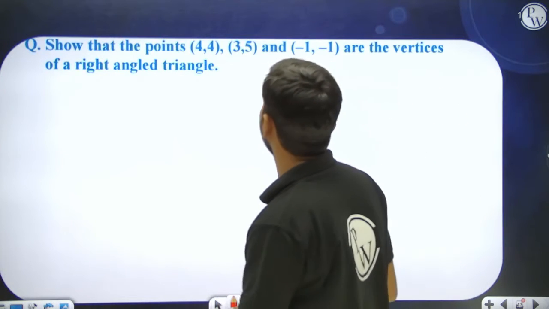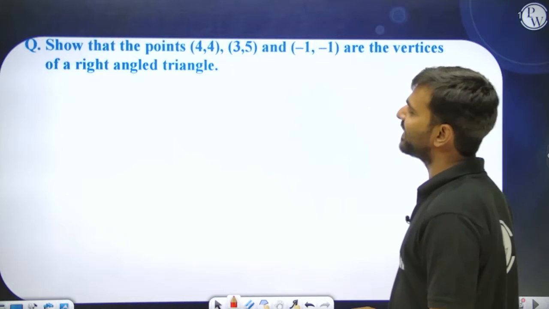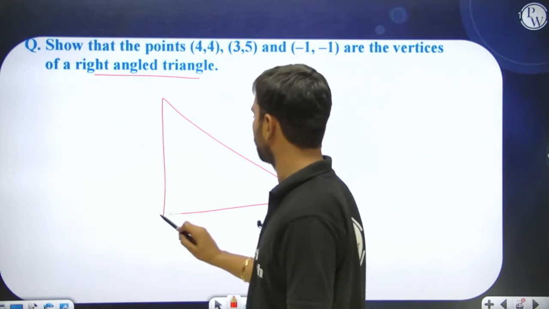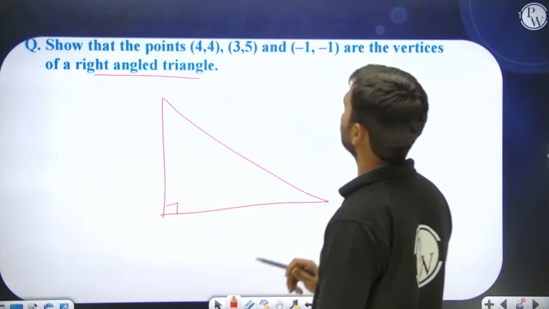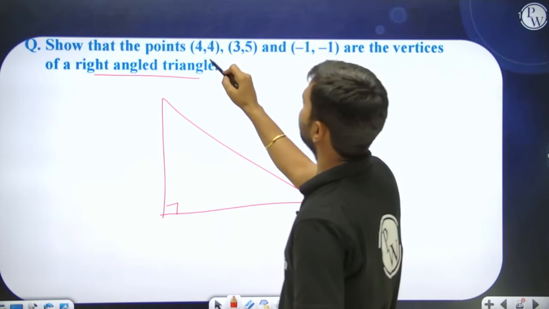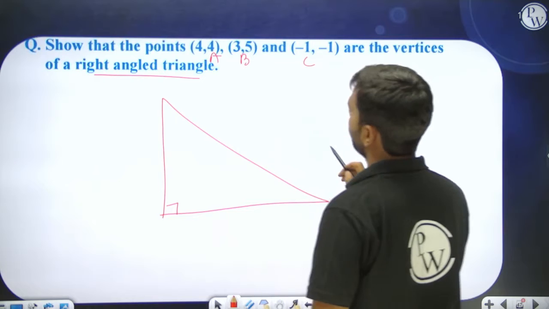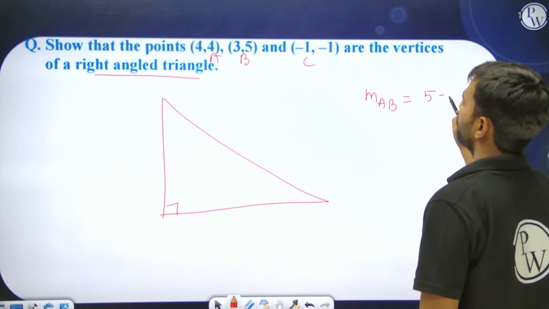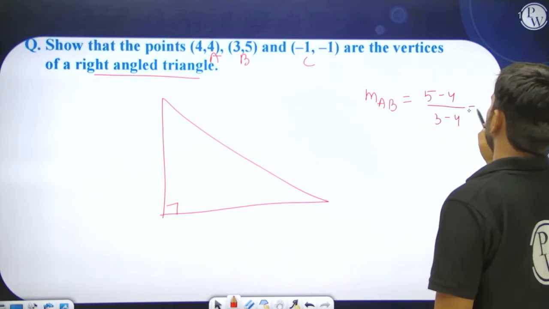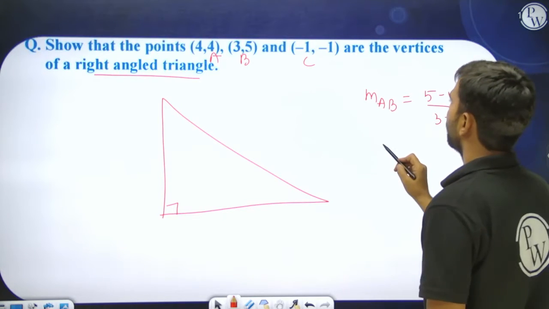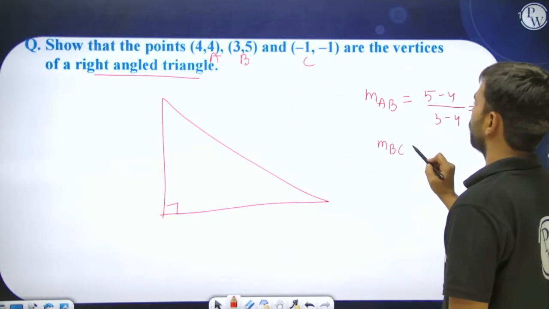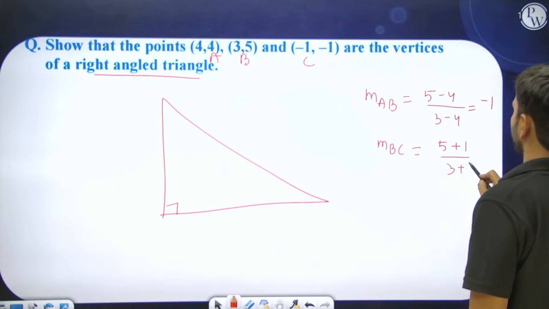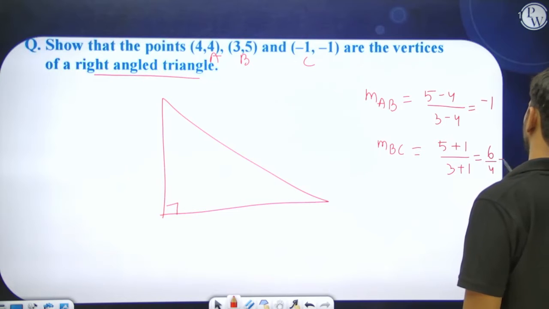Show that these points are the vertices of a right angled triangle. Now if it is a right angled triangle, then it has to follow the Pythagoras theorem. So let's see: 4, 4, 3, 5. Let me call this point A, this point B, this point C. The slope of the line AB is 5 minus 4 divided by 3 minus 4, that is equal to how much? Minus 1. The slope of the line BC is 5 plus 1 upon 3 plus 1, so that is 6 upon 4, equal to 3/2.